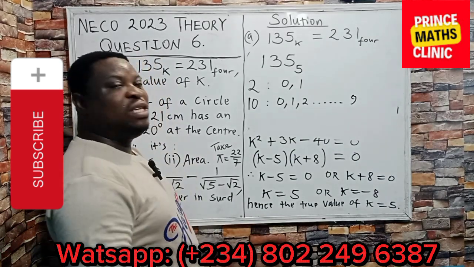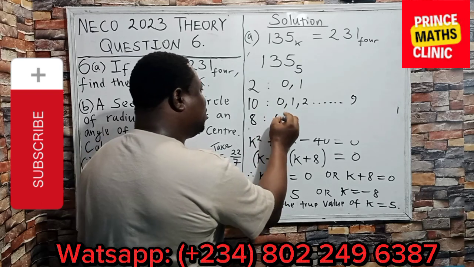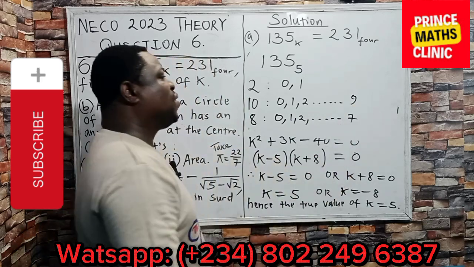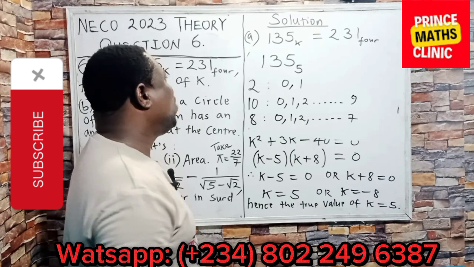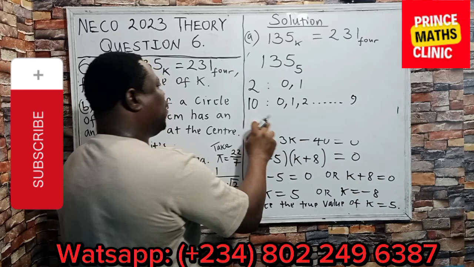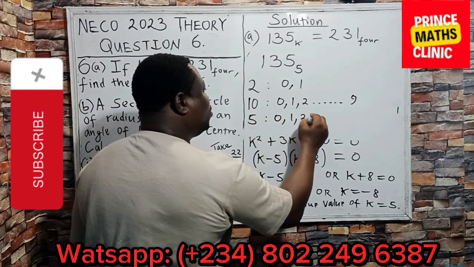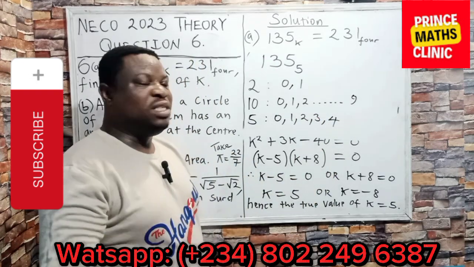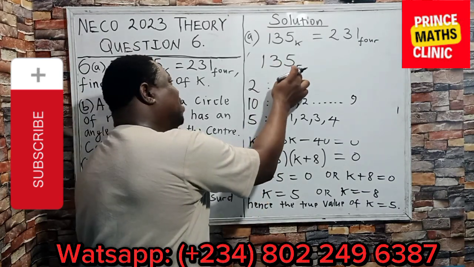If you are given base 8, the numbers allowed will be 0, 1, 2, to 7. And if you count, these numbers will be 8. Similarly, we are given base 5. Therefore, 5 numbers will be allowed, which is 0, 1, 2, 3, and 4, which are 5 digits. Now, they are telling us that 135 base 5.